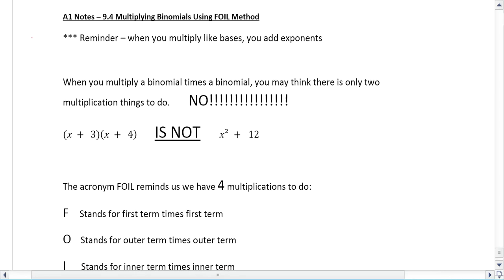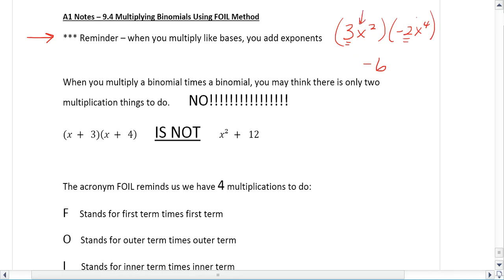All right, I'd like to start off with a reminder from Chapter 8 when we were doing exponents. When you multiply like bases, you add exponents. So just a quick review of that. If you have 3x squared and you're multiplying that by a negative 2x to the fourth, you still multiply the numbers, the big numbers, like you always have. 3 times negative 2 is still negative 6.